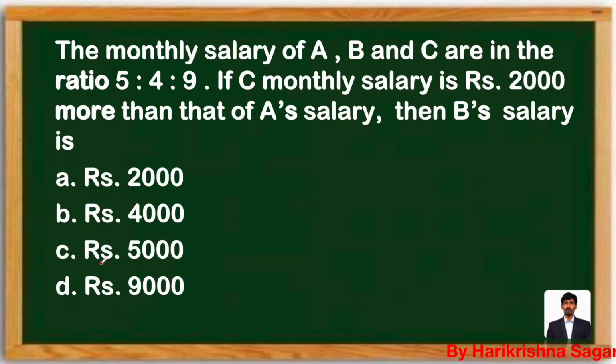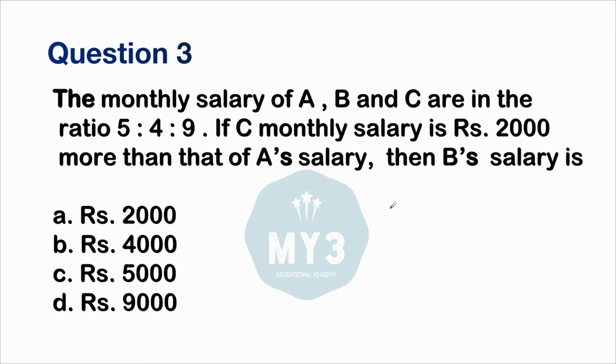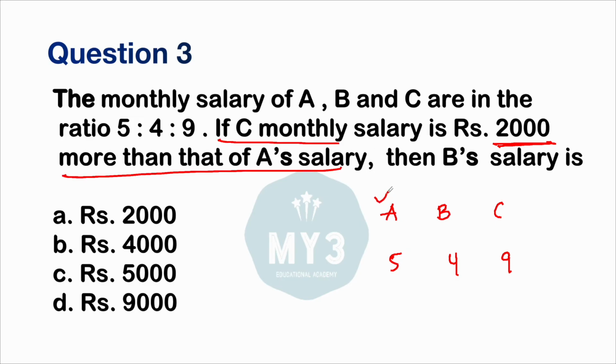Look at the next question. The monthly salaries of A, B, C are in the ratio of 5 is to 4 is to 9. C's monthly salary is 2,000 more than A. What is B's salary? The ratio of these 3 people is 5 is to 4 is to 9. Look at the number and observe, it is a comparison between whom? C's monthly salary is 2,000 more than A. Here the comparison is between C and A.